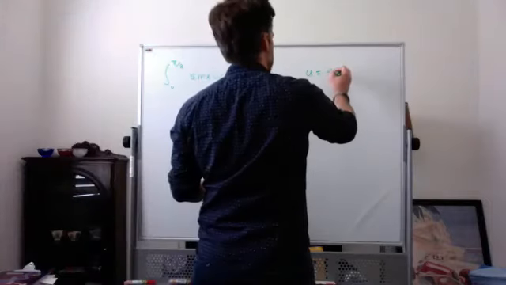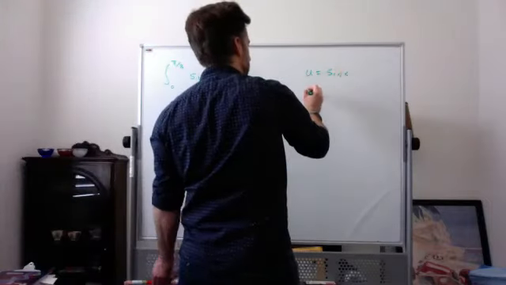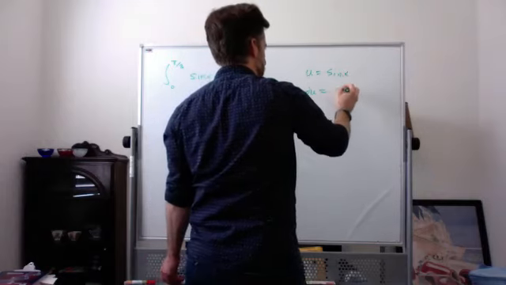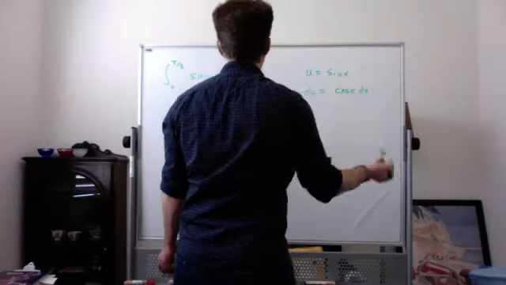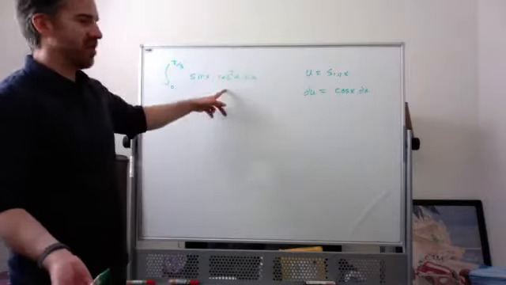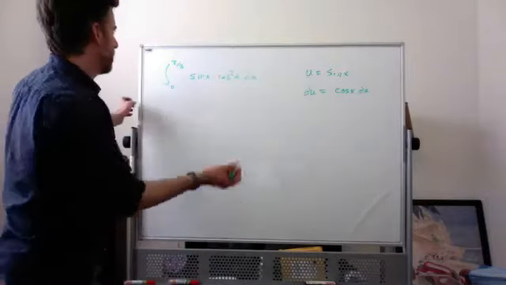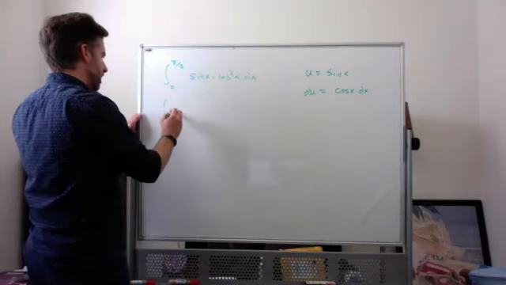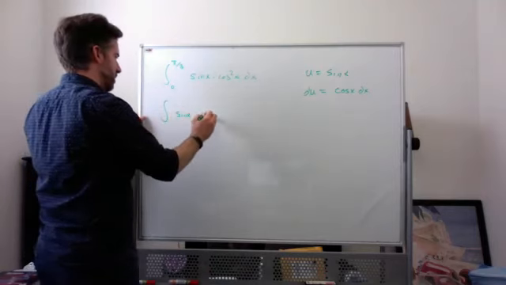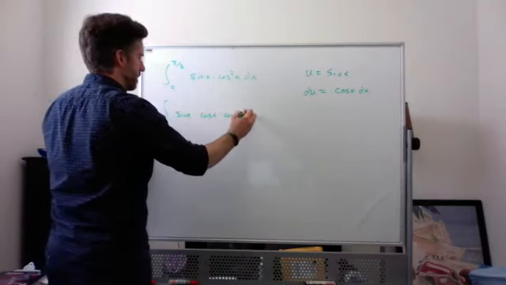But here's the problem. Pick u equal to sine, so don't do this. The du is going to be the derivative of sine, which is cosine. But the problem with cosine is I don't have just cosine, I have cosine squared. So if I rewrote this as the integral of sine times cosine dx, right?